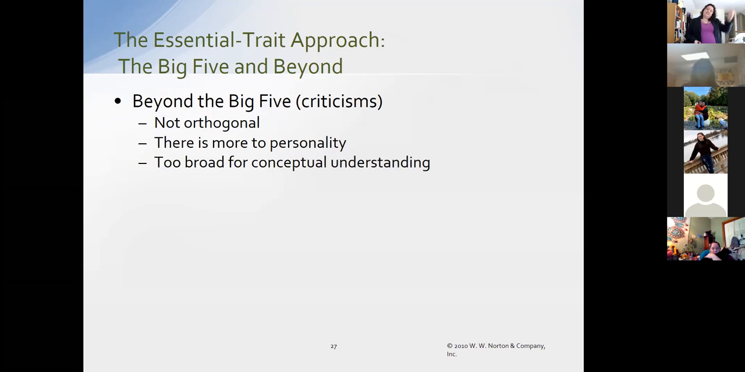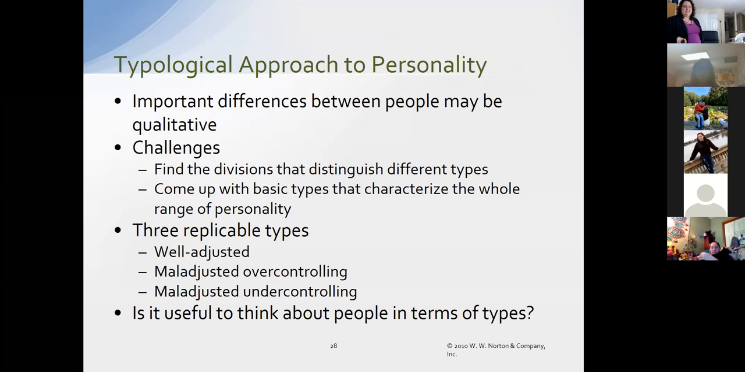That being said, there's also a different way of looking at traits, and that is the typological approach to personality. And this is based on doubt about whether it's valid to compare people quantitatively on trait dimensions. Instead, they say we should sort patterns of traits into types. And they say that the important differences between people may be qualitative, not something we can quantify with a questionnaire and some statistics. So some challenges here are trying to find the divisions that distinguish the different types, like where do you make those cutoffs, right? And to come up with basic types that characterize the whole range of personality. So you start to sort of replicate some of the problems you have with traits, right?